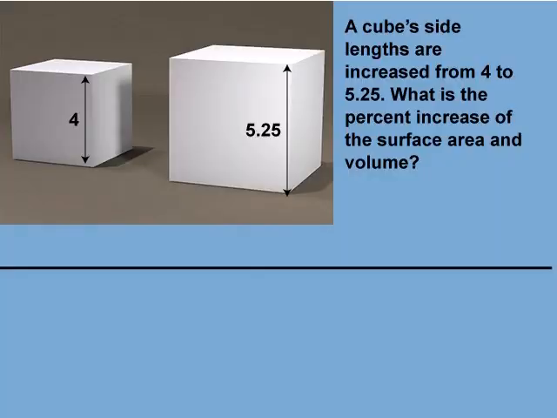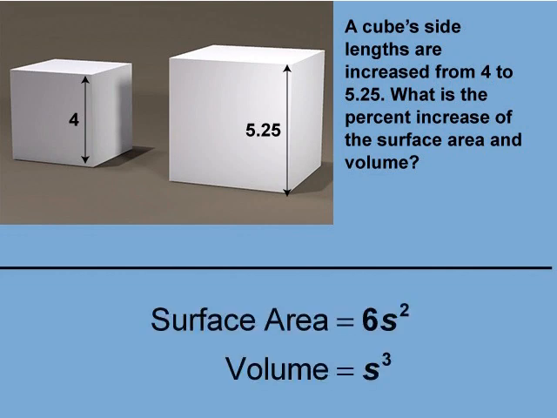A cube's side lengths are increased from 4 to 5.25. What is the percent increase of the surface area and volume? In this example, we're looking at the percent increase along two dimensions, the surface area and volume of the cube. Here are formulas for finding the surface area and volume of a cube of length s. Notice that each formula is nonlinear, so we would expect the percent change to also be nonlinear.